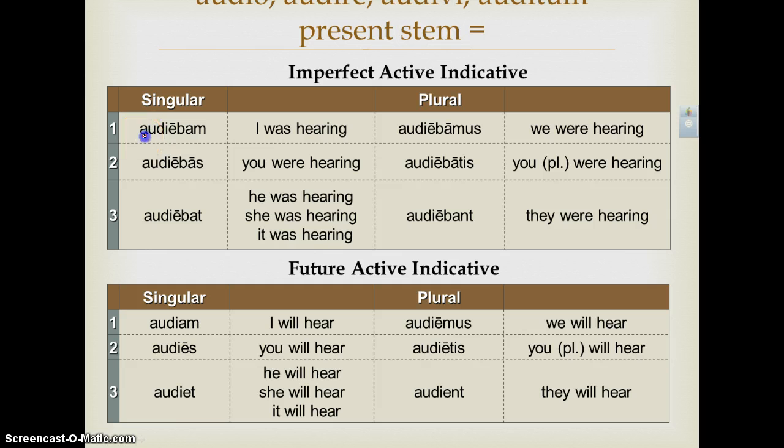And then our present stem plus IE plus BAM, BAS, BAT. So audiebam, audiebas, audiebat, audiebamus, audiebatis, audiebant. And then our future, again, our present stem plus IA in the first person singular, IE in the second on. So audiam, audies, audiet, audiamus, audietis, audient.